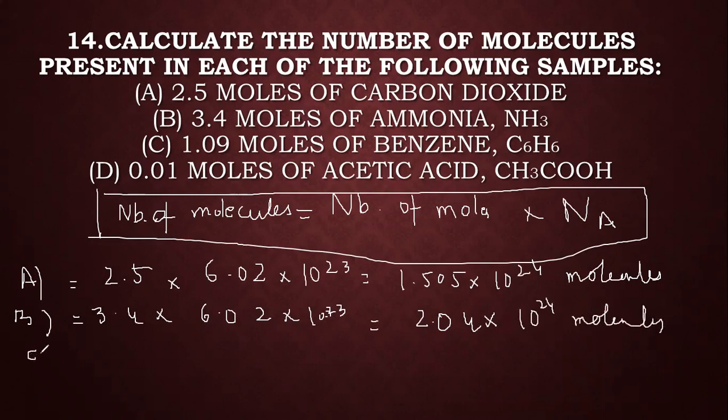Now this C is 1.09 multiplied by 6.02 multiplied by 10 raised to power 23. So it must be equal to 6.56 into 10 raised to power 23 molecules.